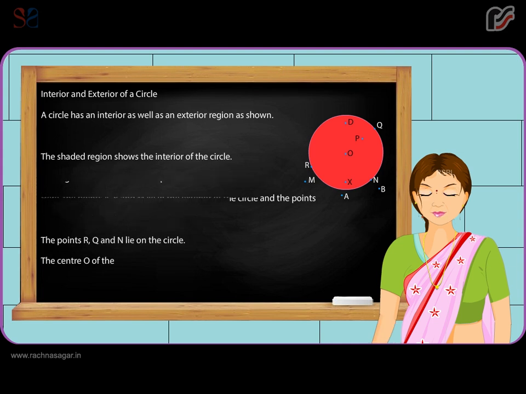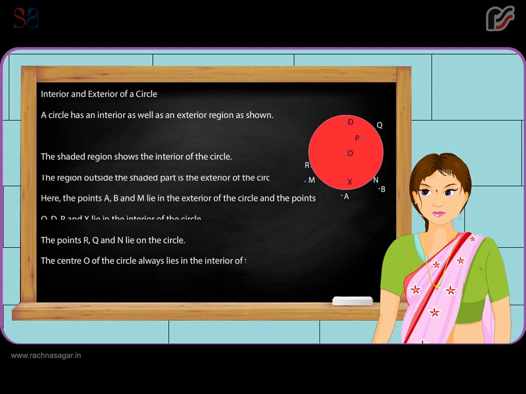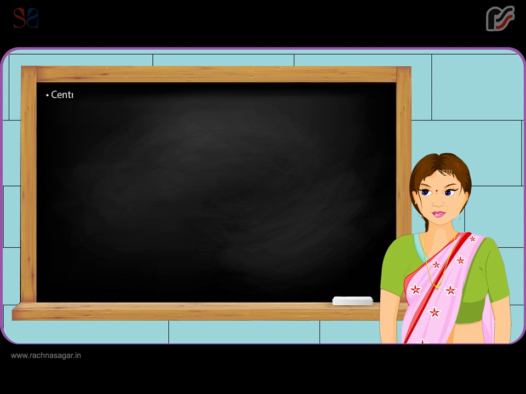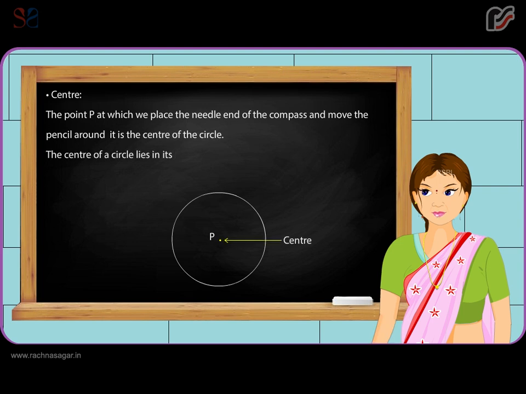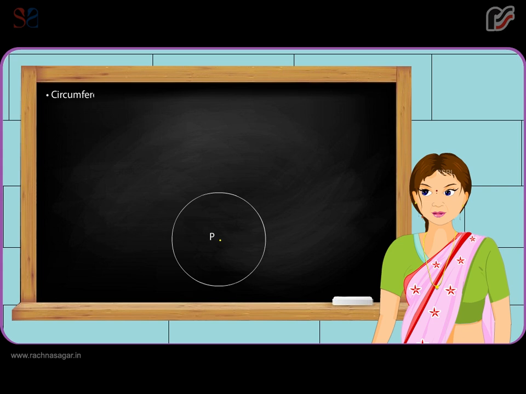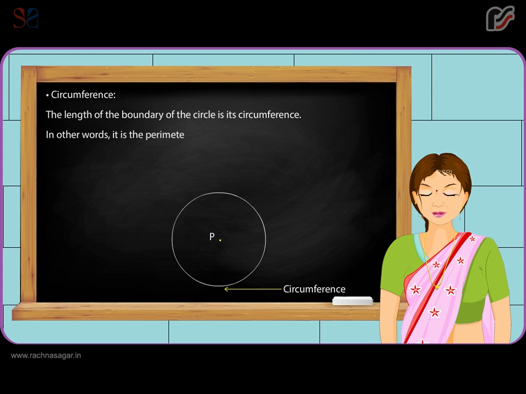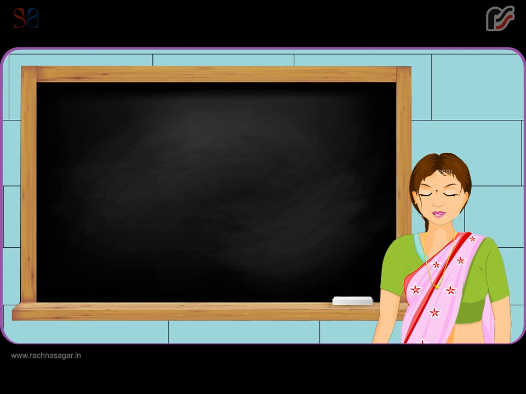The center O of the circle always lies in the interior of the circle. Center. The point P at which we place the needle end of the compass and move the pencil around it is the center of the circle. The center of a circle lies in its interior. Circumference. The length of the boundary of the circle is its circumference. In other words, it is the perimeter of the circle.